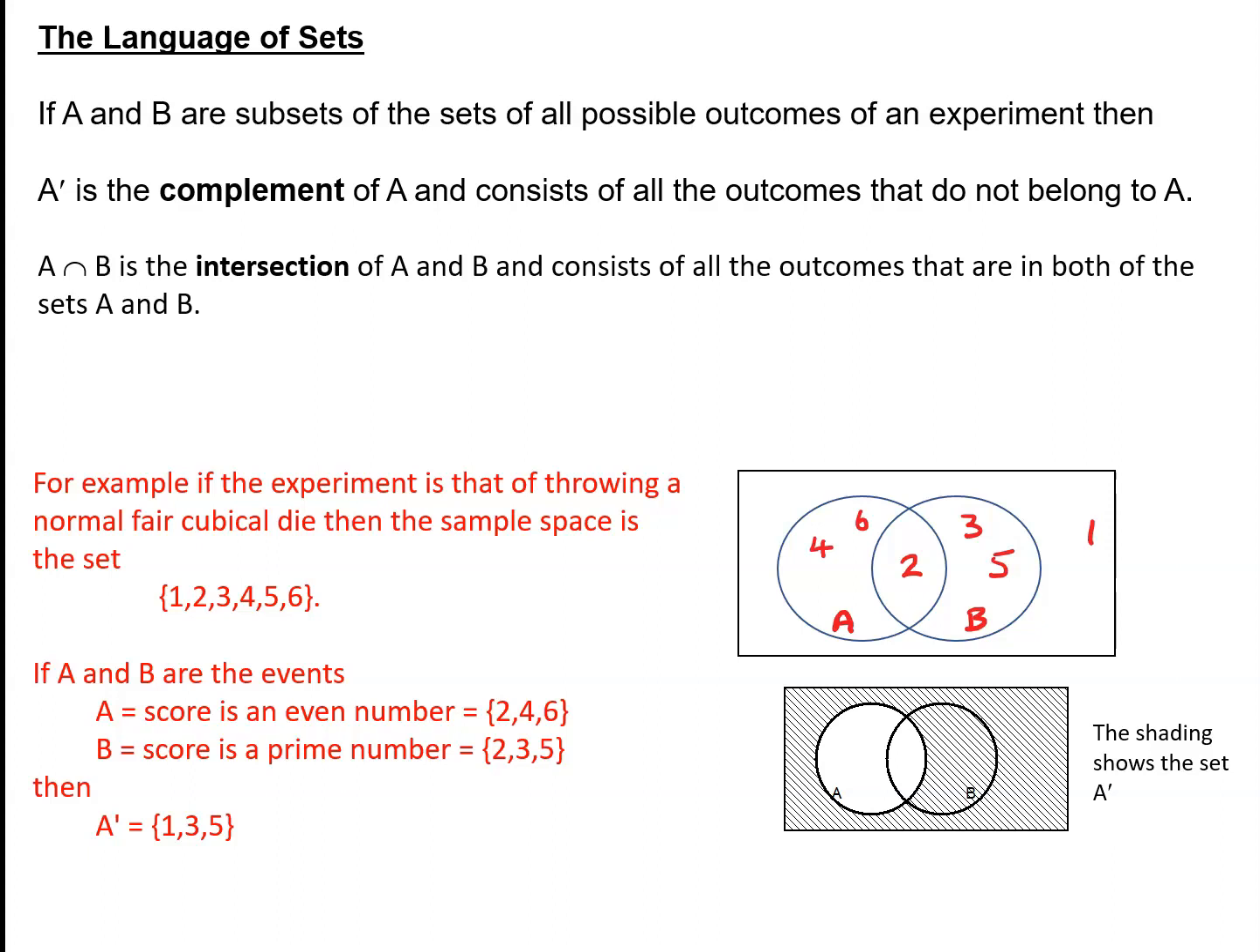A cap B, if you like, A intersect B, is the intersection of A and B and consists of all of the outcomes that are in both of the sets A and B. Now the only element that is both in A and in B is the number 2. So A intersect B is simply the number 2. In terms of a Venn diagram, A intersect B is going to be the common area between the region representing A and the region representing B.